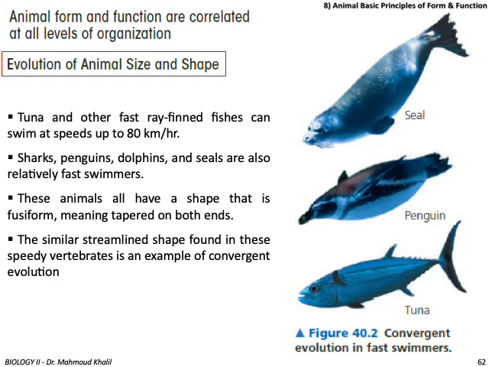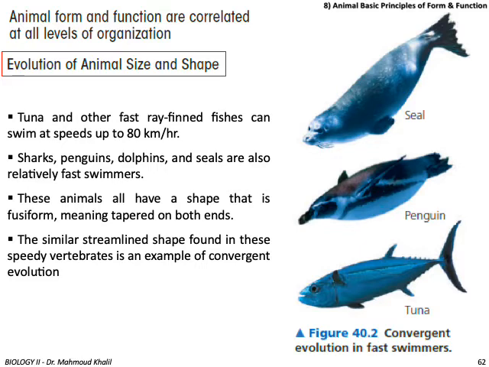If we go closer to the evolution of animal size and shape, you can see that these three types of animal, either the seal or the penguin or the tuna, have developed a very unique body plan to enable these kinds of animals to be fast swimmers. You can see that all these structures are tapered from both ends. This enables a streamlined, fusiform form in swimming in the sea, to reach velocities of 80 km per hour.